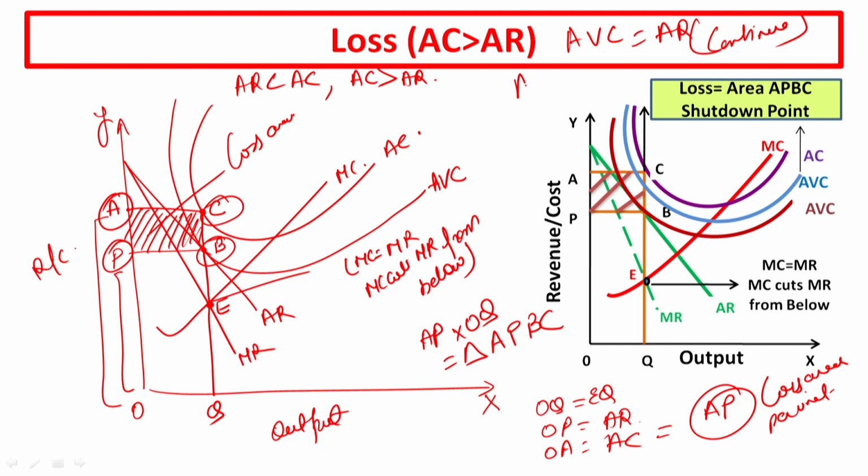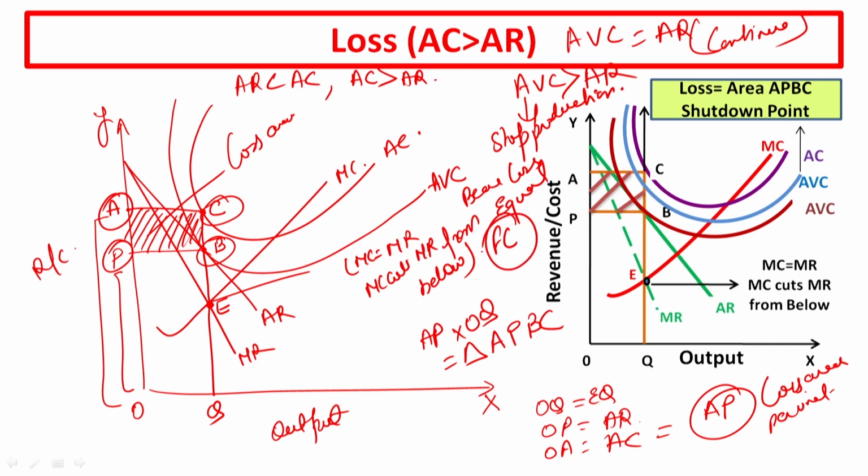But if your average variable cost is greater than average revenue, you will stop the production. You will stop the production and bear a loss equal to fixed cost.